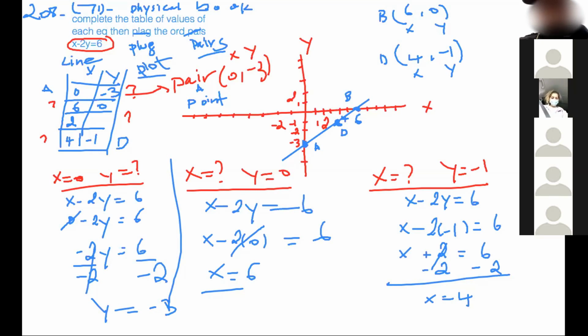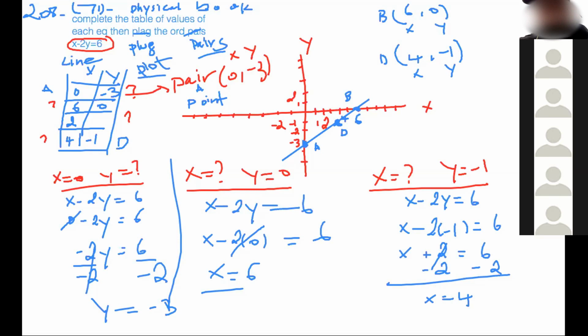Okay, anybody, you guys got this problem? You guys got it? Any questions about this question? Got it. Thank you.